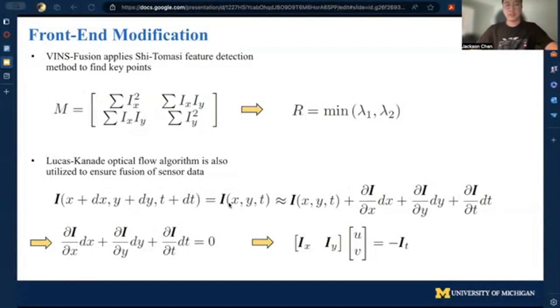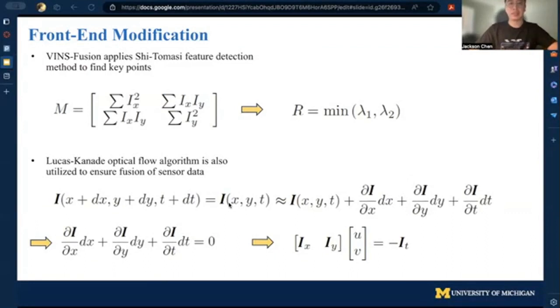Hi, this is Jeffrey talking about the front end of VINS-Fusion. For the first half of the project, we spent lots of time trying to figure out the fusion mechanism of the VIO part of a typical VINS-Fusion system.